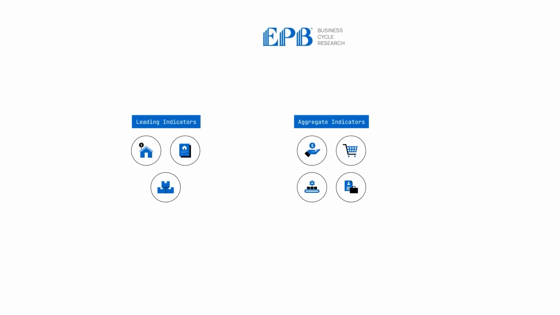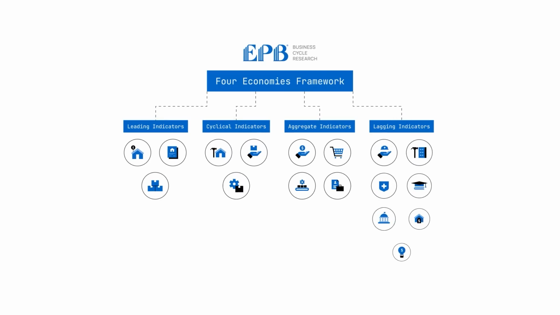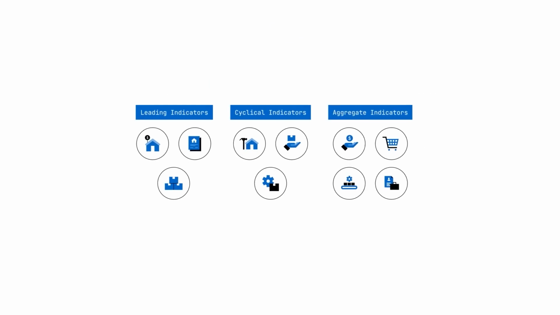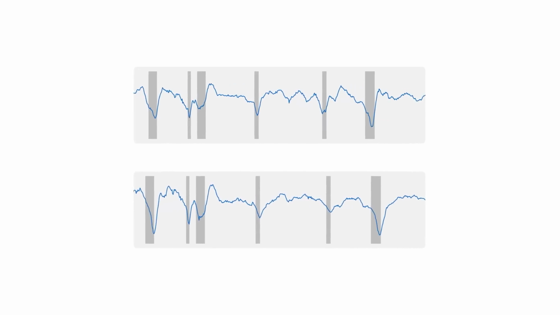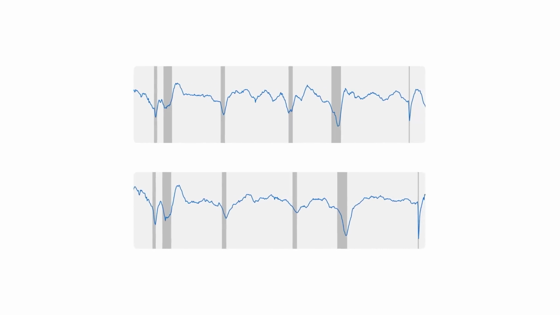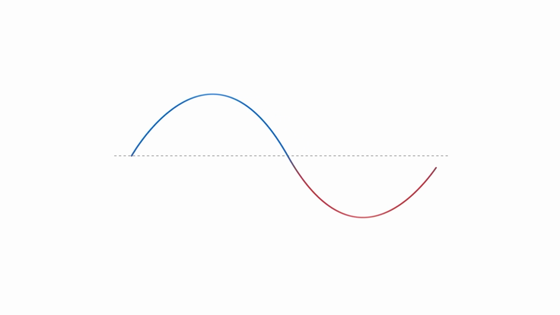At EPB Research, we use a four economies framework, or four buckets of indicators, to improve the granularity of the signals offered by the predictable business cycle sequence. In this video, we'll improve upon the original signaling system by using leading, cyclical, and aggregate indicators of the economy. Then we'll review the system's historical performance and conclude with some comments about using the business cycle sequence to your advantage.